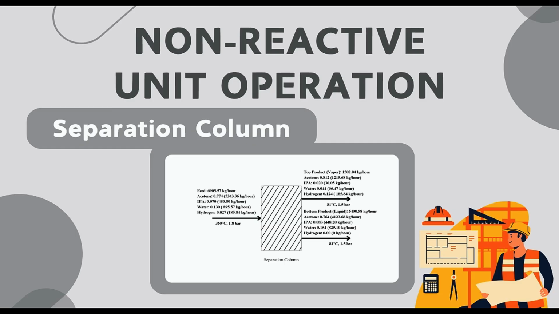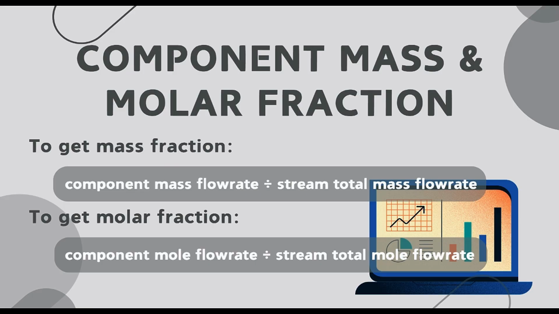Hi guys, so now I'll be presenting on non-reactive unit operations, specifically focusing on separation columns and key calculations related to component mass and molar fractions and energy balance. First, let's discuss component mass and molar fractions. These are essential in determining the composition of different components in a stream. To calculate the mass fraction, we divide the component's mass flow rate by the total mass flow rate of the stream. Similarly, for the molar fraction, we divide the component's mole flow rate by the total mole flow rate of the stream.